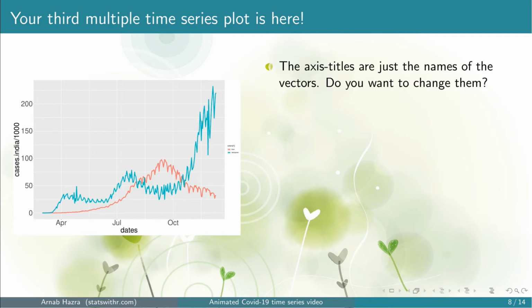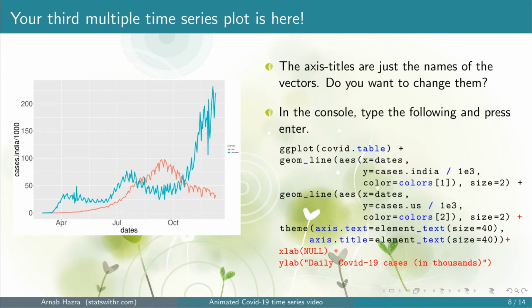Next, note that the axis titles are just the names of the vectors, and you might want to change them similar to the single time series case. Particularly, the x-axis title can be removed as it doesn't provide any extra information. For the y-axis, suppose we want to change the axis title to daily COVID-19 cases (in thousands). To do that, add xlab(NULL). This removes the x-axis title, plus ylab("daily COVID-19 cases in thousands") within quotes. This replaces the y-axis title.